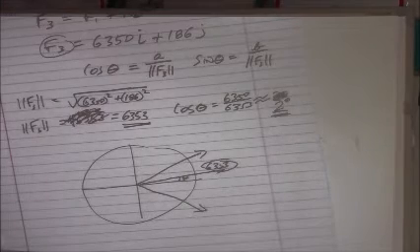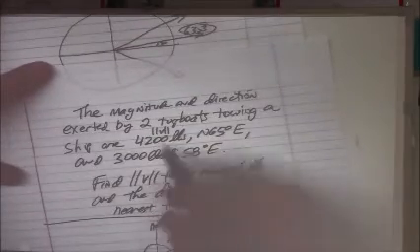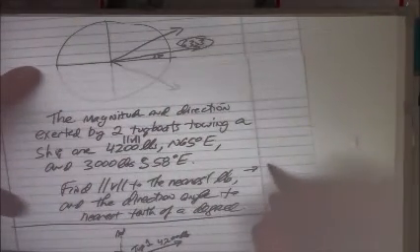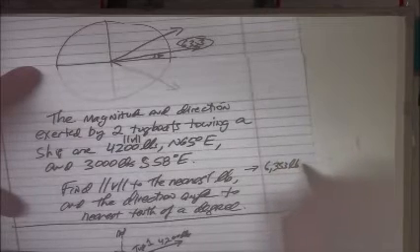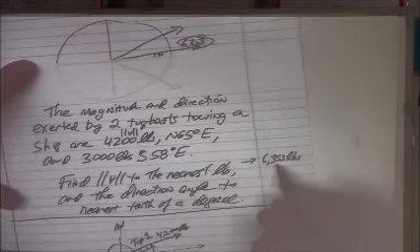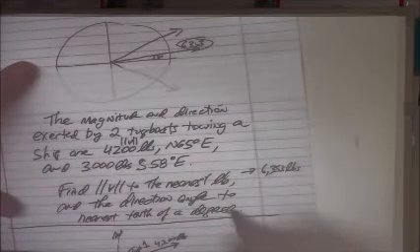So back to the original question. Find the magnitude of the vector for the new one, for this, to the nearest pound. So the answer to that is 6,353 pounds of force. So there's that much force being exerted on the ship. And the direction angle to the nearest tenth of a degree.